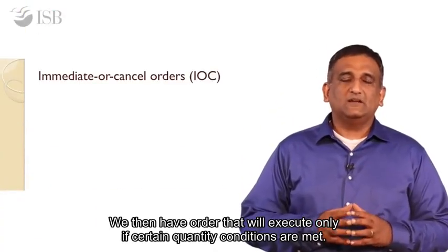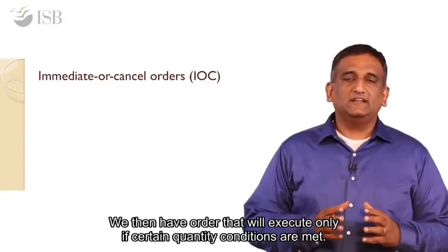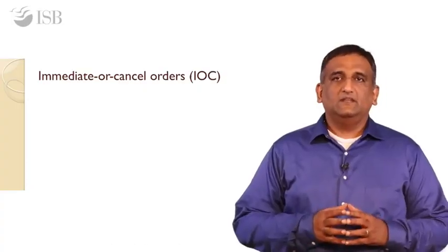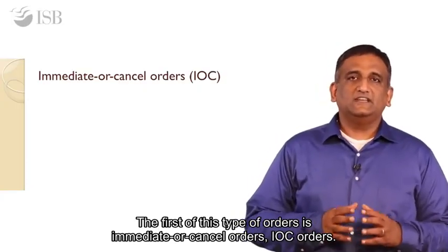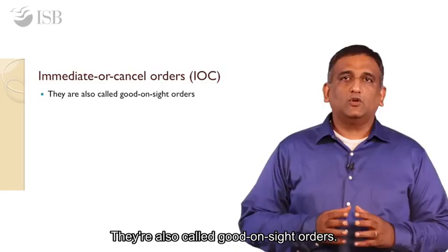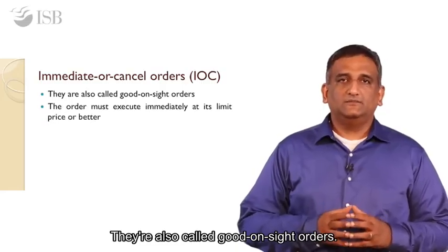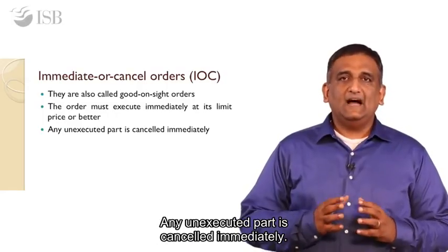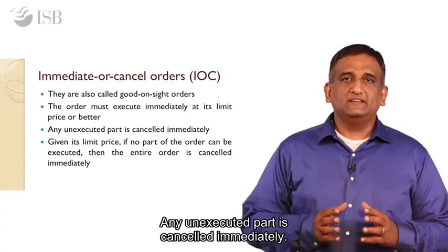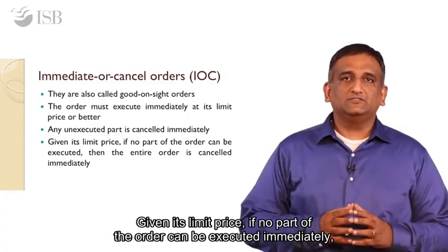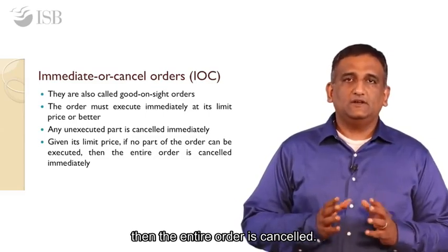We then have orders that will execute only if certain quantity conditions are met. Otherwise, they are automatically cancelled. The first of this type of orders is immediate or cancel orders, IOC orders. They are also called good on-site orders. The order must execute immediately at its limit price or better. Any unexecuted part is cancelled immediately. Given its limit price, if no part of the order can be executed immediately, then the entire order is cancelled right away.